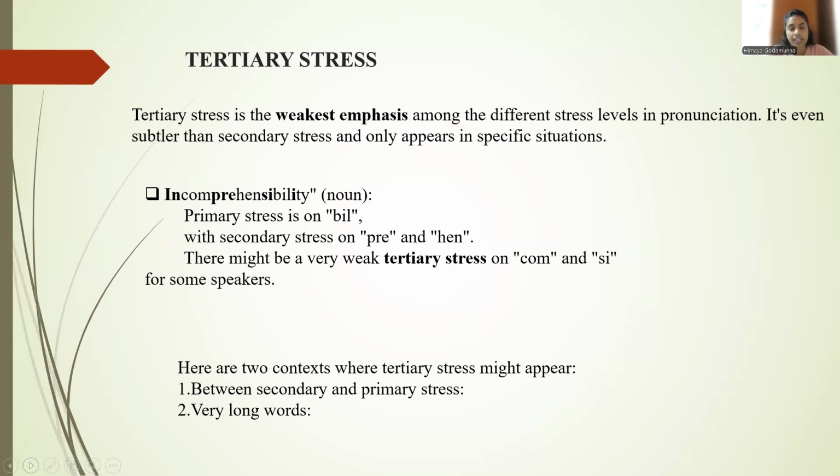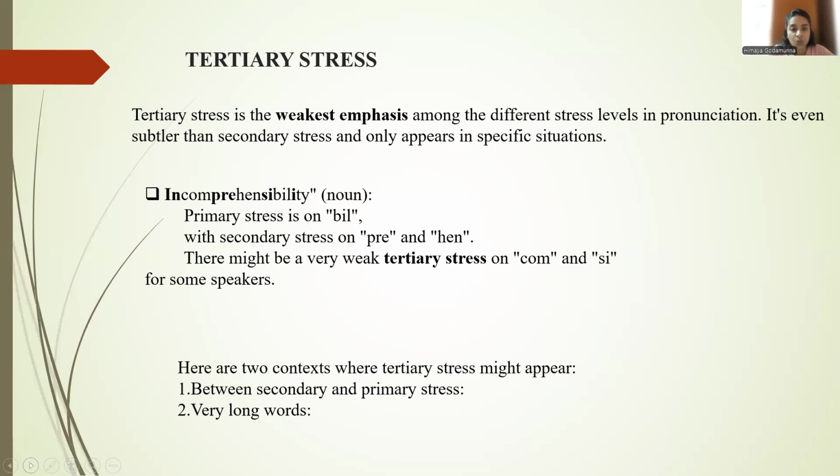Tertiary stress. Tertiary stress is the weakest emphasis among the different stress levels in pronunciation, so it's even subtler than secondary stress and only appears in specific situations. So here, the word incomprehensibility. The primary stress, the stronger stress, is on bil, with the secondary stress on com and also hen. So there might be a very weak tertiary stress on pre and si. Actually, it depends on the native speakers.